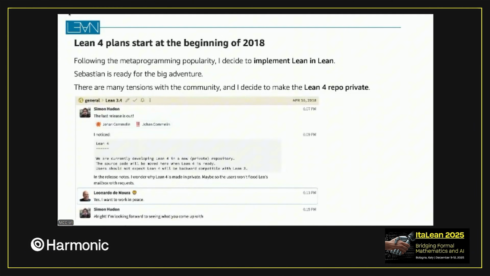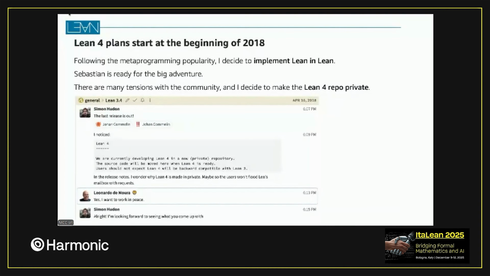Then the plans for Lean 4 start, right? People are liking this static framework written in Lean. They're writing their own statics, pushing it to the limits. So, okay, if people are liking that, let's implement Lean in Lean, everything. Let's enable people to hack, to change things.